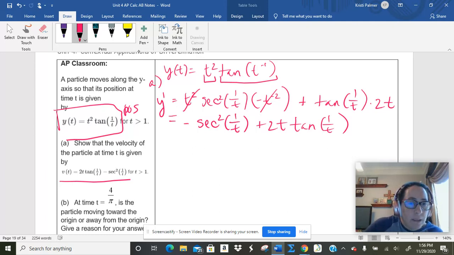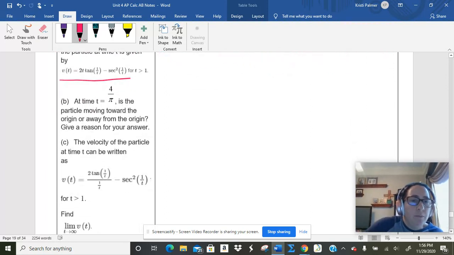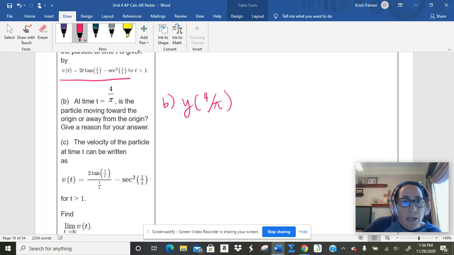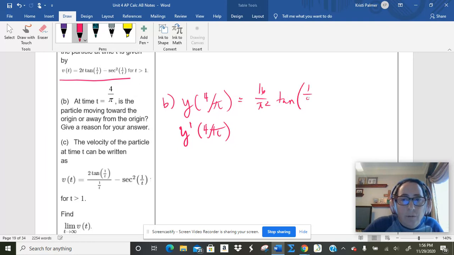Okay, B says at time 4 over pi, is the particle moving towards the origin or away from the origin? Give a reason for your answer. So on B, we need to know both y of 4 over pi and y prime of 4 over pi. So plug that into your original. So 1 over 4 over pi would be the same as pi over 4, which is very nice.